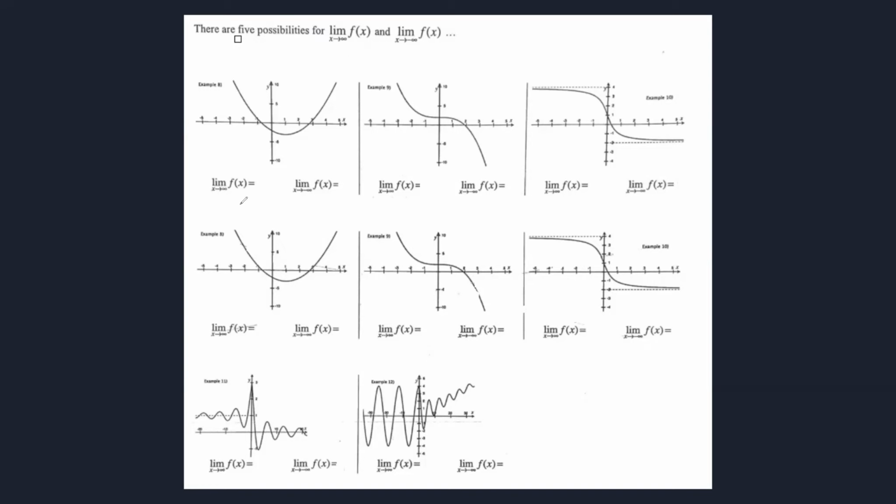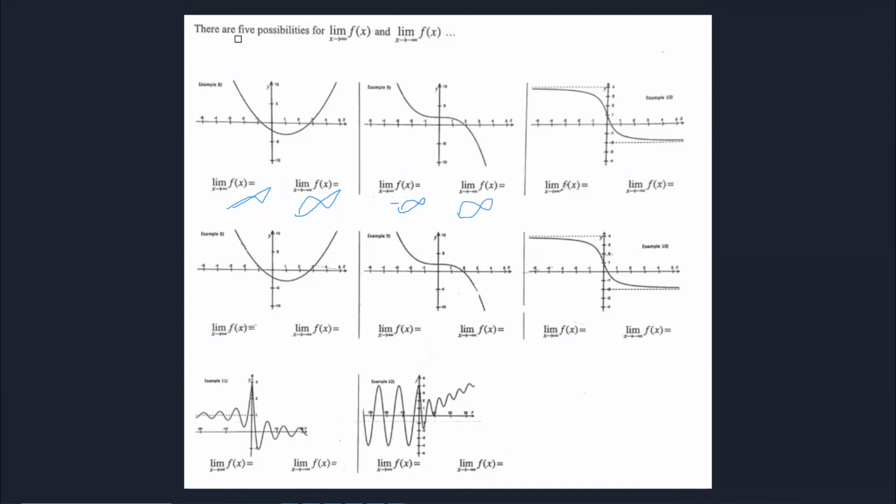So here, as x approaches infinity, f of x goes straight on forever, so it's infinity. As x approaches negative infinity, that's also infinity. Here, as x approaches infinity, it goes straight down, so it will go down forever, so it's negative infinity. And then as it approaches negative infinity, it goes straight up, so it's positive infinity.